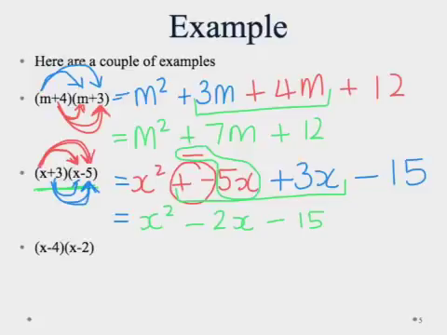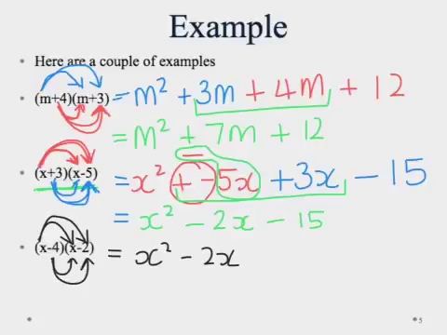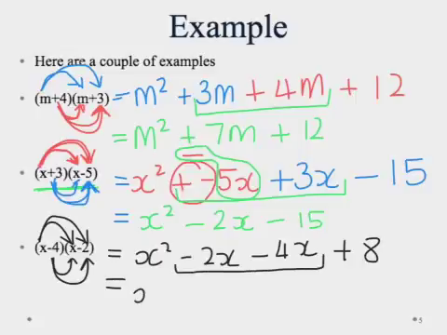Okay, let's do the next one. This one is x times x and x times minus 2, so we have x squared minus 2x. And then we have 4 times x and 4 times minus 2, so plus 4x. Minus 4 times minus 2 is plus 8, which gives us our next line. We group together our like terms and we have x squared minus 6x plus 8.